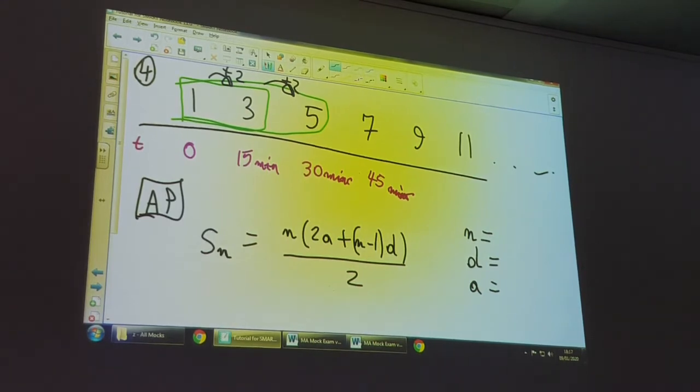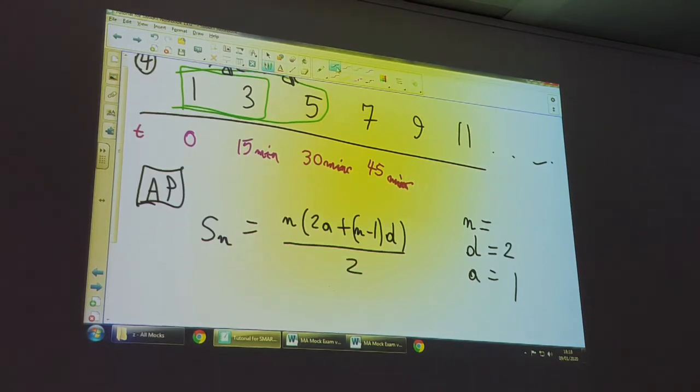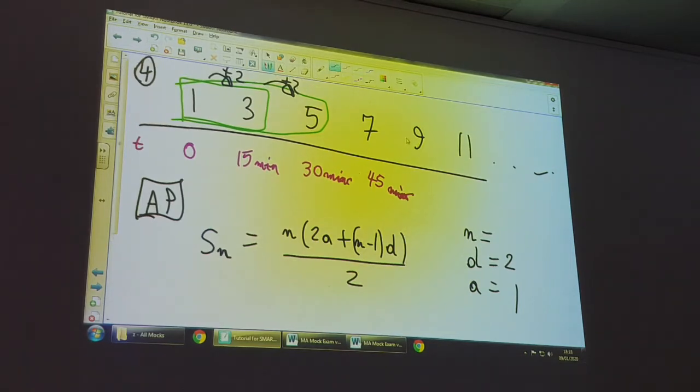From the formula, I know I need those three items. I now identify those three items from my progression. A, as defined in the appendix, and as you should know, is always the first item. First number? One. D is the difference, exactly what we keep adding from number to number as we move. Two. It's always +2, +2, +2, right? That's the common difference. N is what? How many numbers will I have?